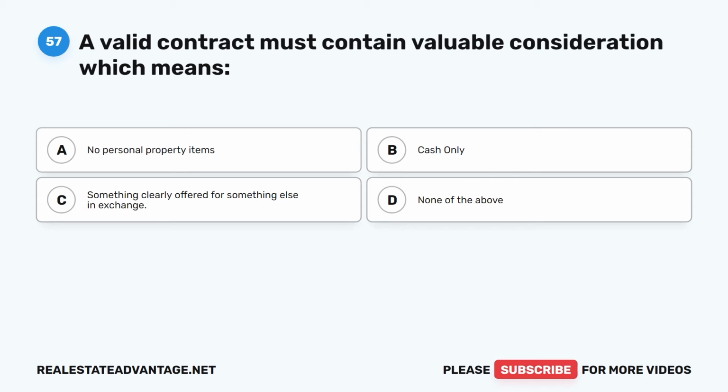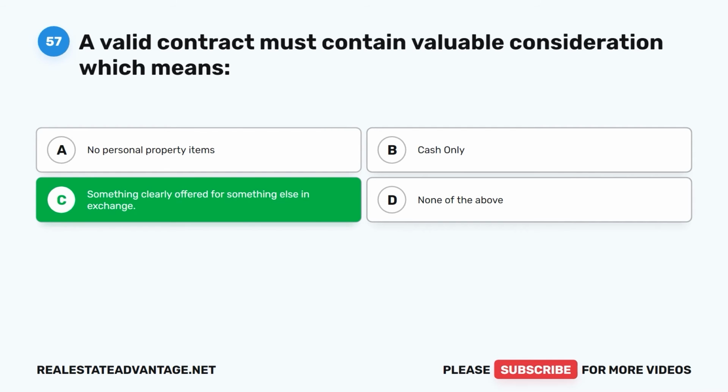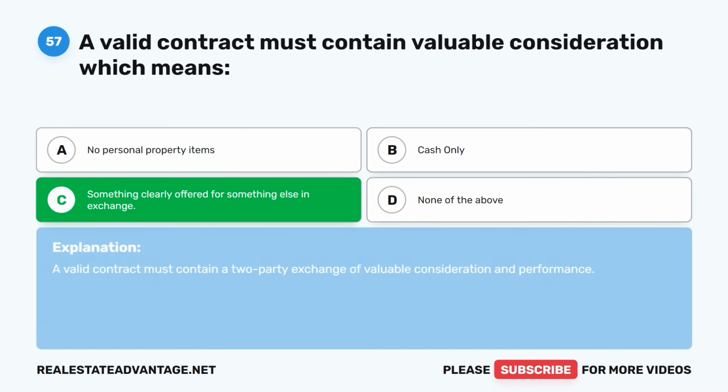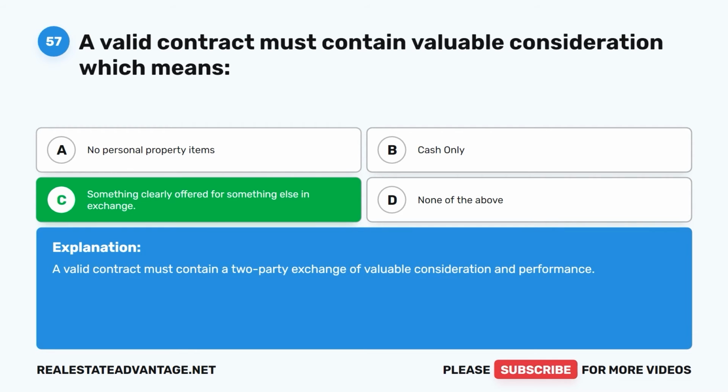Question 57. A valid contract must contain valuable consideration, which means A. No personal property items. B. Cash only. C. Something clearly offered for something else in exchange. D. None of the above. The correct answer is C. Something clearly offered for something else in exchange. A valid contract must contain a two-party exchange of valuable consideration and performance.